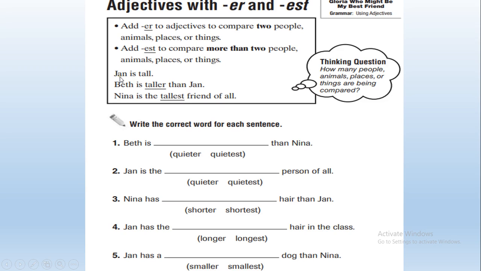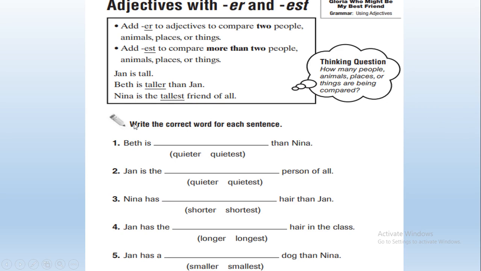For example, over here, Jan is tall. But Beth is more tall than Jan. So what do we say? Beth is taller than Jan. Nina is the tallest friend of all. When we compared Nina with so many, with more than two people, we added EST. Nina is the tallest friend of all.